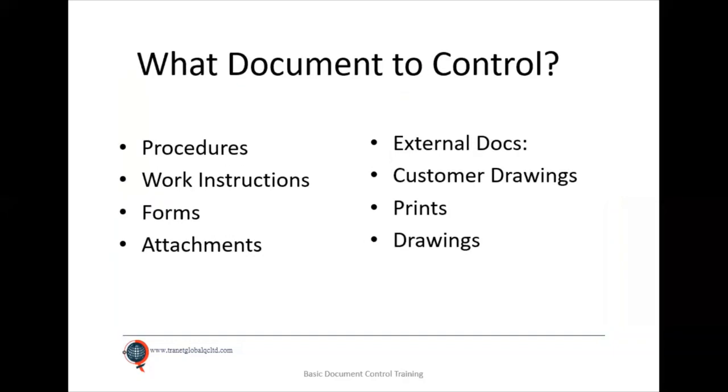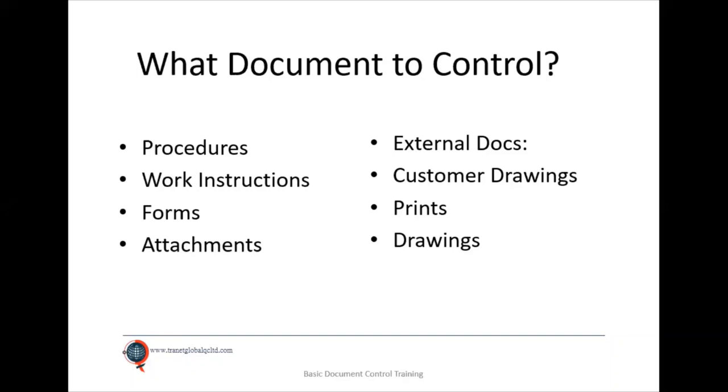So what documents to control? Basically, every document in a system needs to be controlled, whether it is procedure, work instructions, forms, attachments, external documents, customer drawings, printings, and drawings. So one will wonder, how do you control documents of external origin that did not emanate from you, or you did not generate? Of course, we will still see the level of controls that you can apply to external documents.